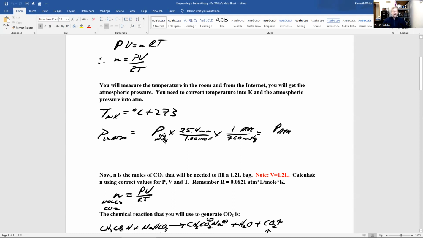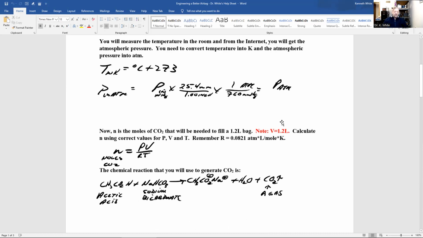Now, the pressure in inches, you need actually for PV equals nRT, pressure in atmospheres. So how do you do that? You take the pressure in inches of mercury, like you saw, I just got from Weather Underground, multiply it by 25.4, then divide it by 760. And that will give you the pressure in atmospheres.